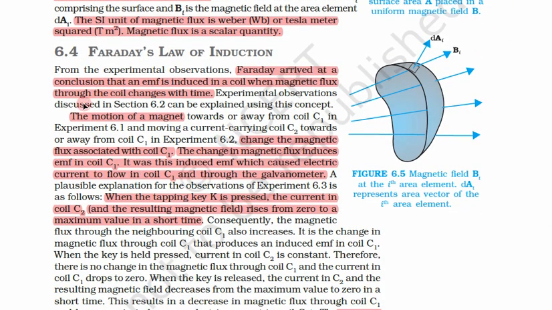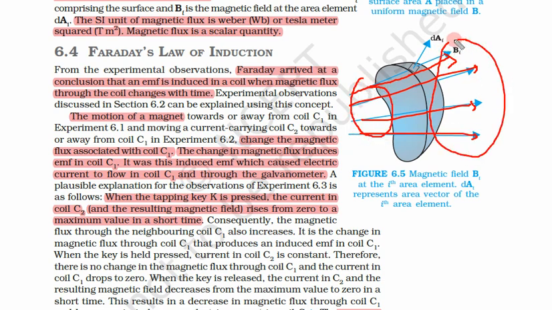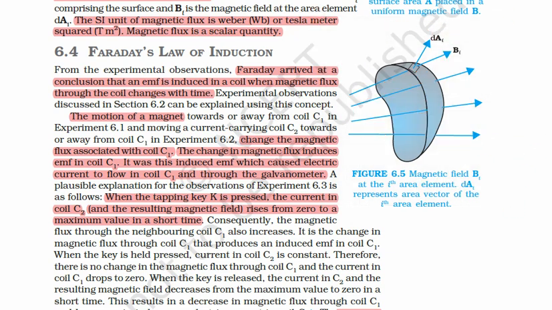Now let us come to Faraday's law of induction. In this figure we see some area, and there is some magnetic field, but this magnetic field, as we see, is not uniform. At this area it is high, at this area it is low, so this is not a uniform magnetic field. So what we have done is broken this into small parts. So there is this small area dAi and the field at this small area is Bi.